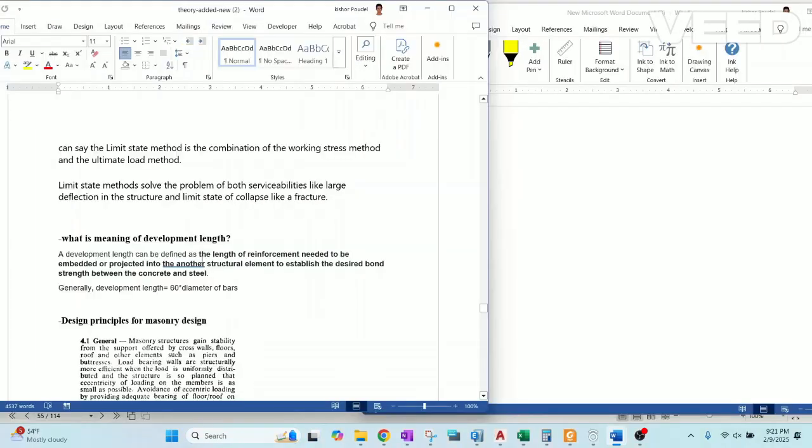A development length can be defined as the length of reinforcement needed to be embedded or projected into another structural element to establish the design bond strength between the concrete and steel. So, what does this mean?